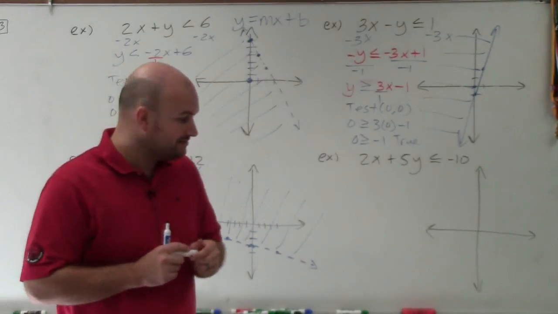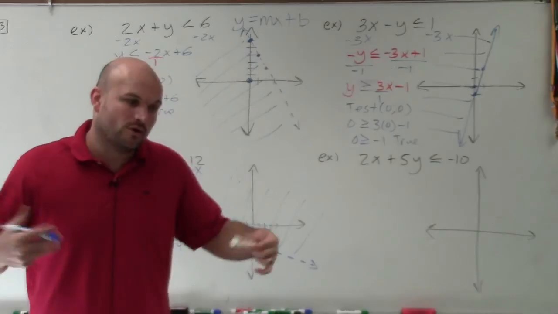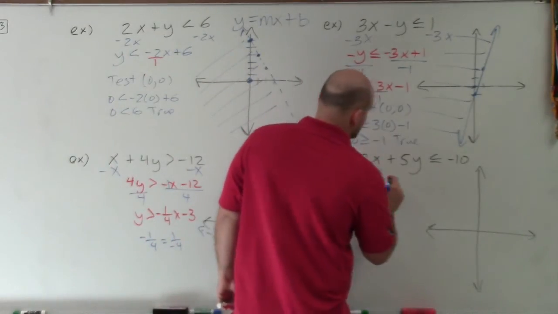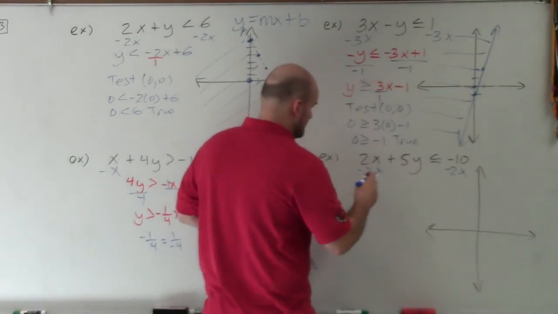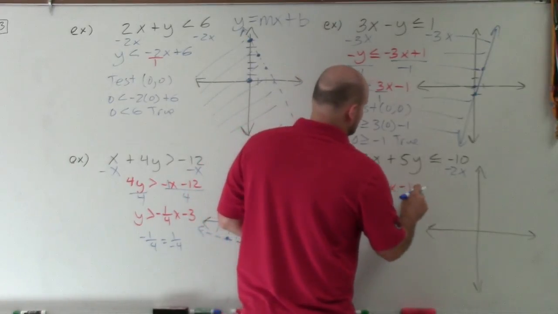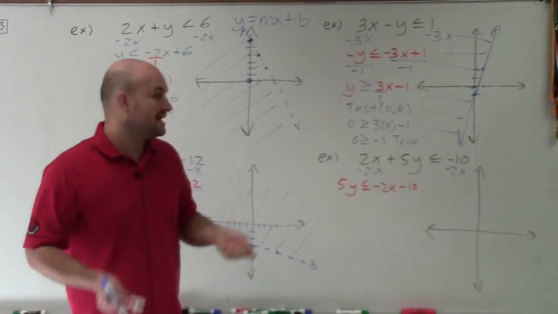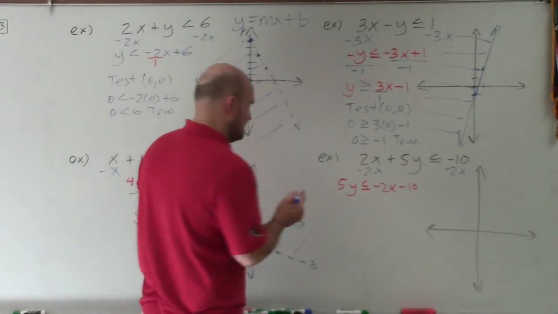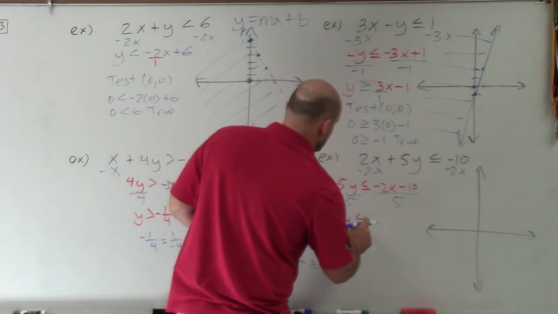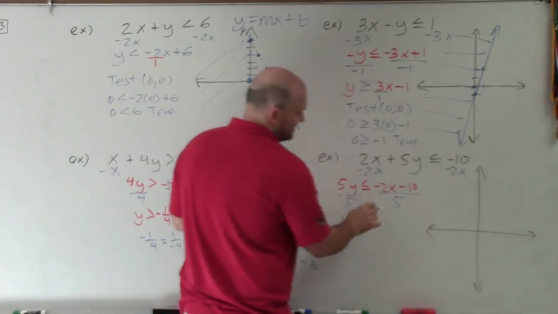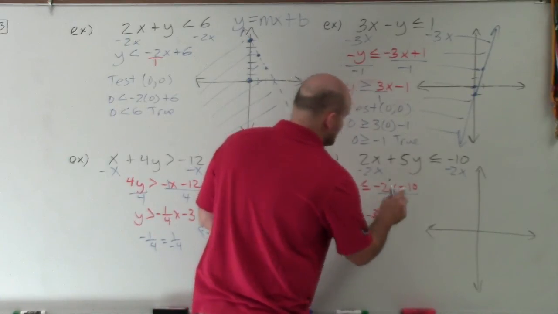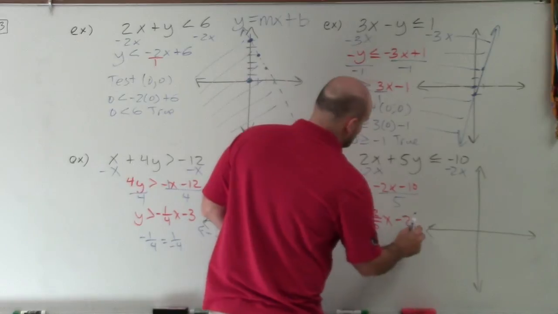All right, in the last example here, we're just doing the same order over and over again. We have to solve for y. So the first thing we're going to do is undo adding 2x. Therefore, I'm left with 5y is less than or equal to -2x minus 10. Again, we write the -2x in front of the 10 so we make sure it's in slope-intercept form. Then I divide by 5, and I have y is less than or equal to. Again, this is a negative, so I'm going to write the negative in front: -2/5 x. -10 divided by 5 is -2.